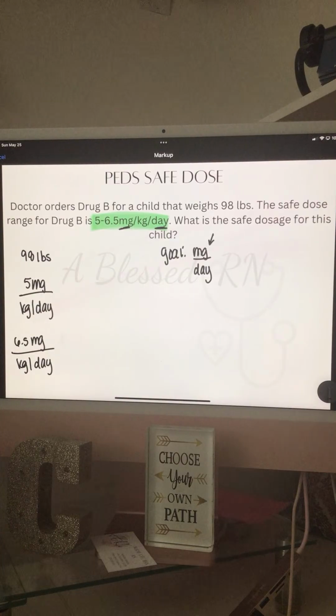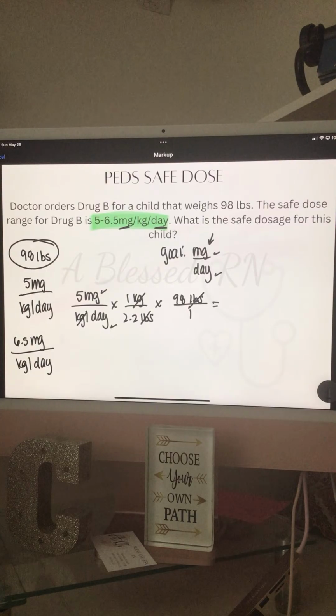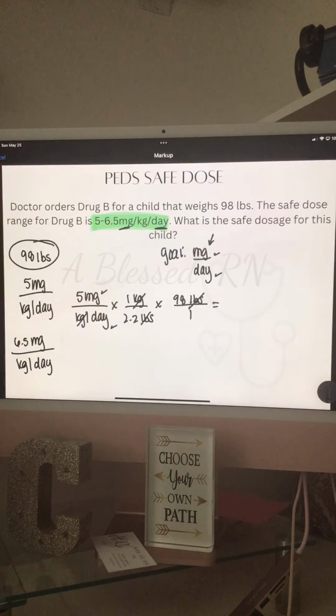All right, so boom, 5 milligrams per kilogram per day. My patient's weight is in pounds, so we'll do 1 kilogram equals 2.2 pounds. My kilograms cancels out. And now I'll put 98 pounds on the top, and my pounds cancel out. So now I got milligrams at the top and day at the bottom. Puzzle is complete. So 5 times 98 divided by 2.2.